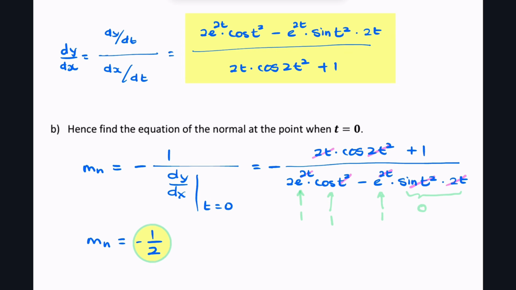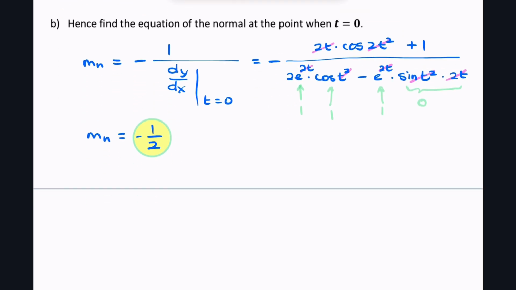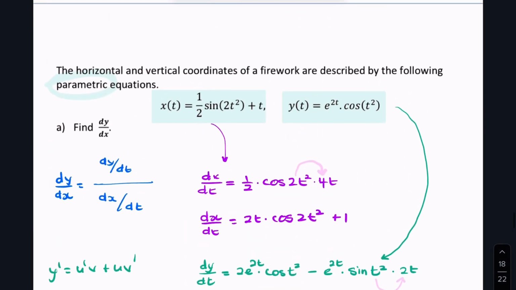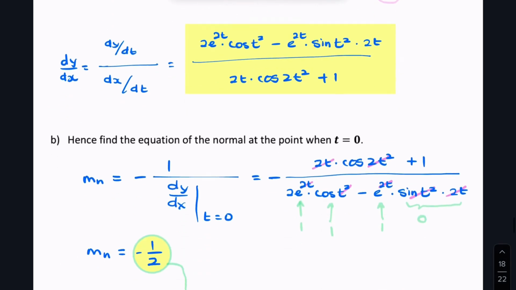Now, to find the equation of the normal, you need more than that. You need y1 and x1. The equation of a straight line is y minus y1 equals m times x minus x1. And the only thing we now know is m. So we still need to find x1 and y1. And if we look to the question, they don't really help us. They don't give us x1 and y1. But what we do know is x in terms of t, and we know t is 0.